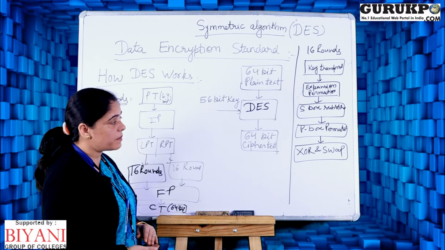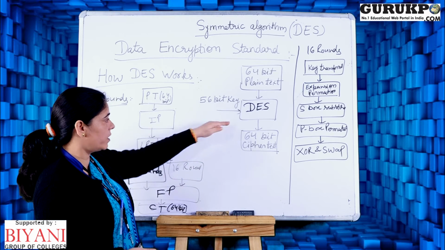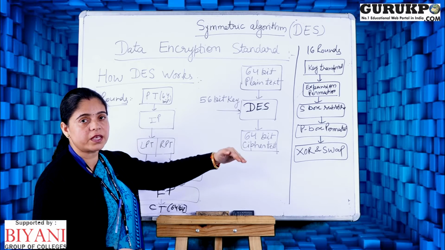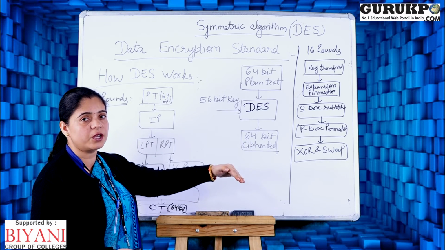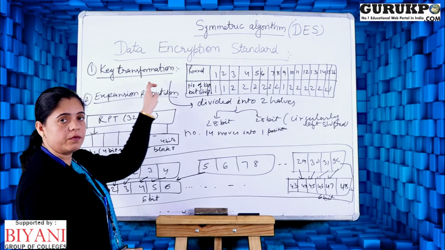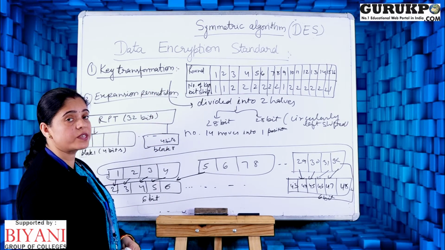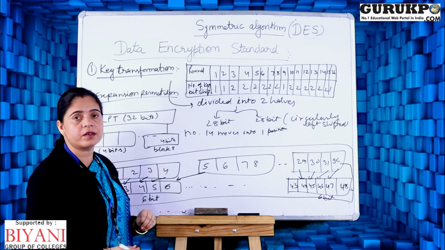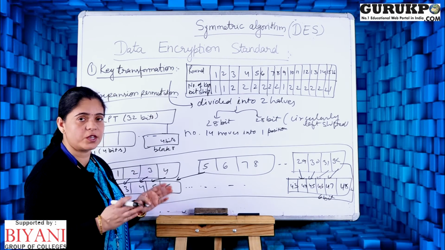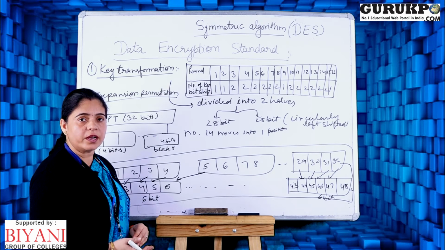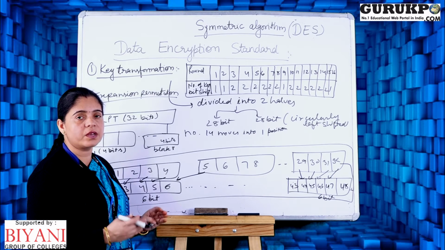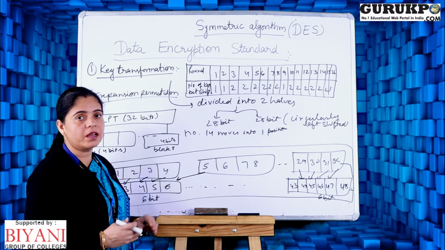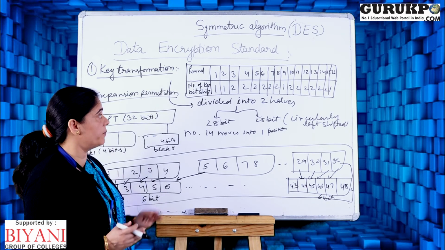And what are the steps for the key transformation? Now we will discuss how the key transformation transforms the key size from the 56-bit key to the 48-bit key. So the first step of the second round is the key transformation. Key transformation means initially, as I have discussed, a 64-bit key, then every 8th bit is discarded to produce the 56-bit key. Now we will reduce the size of the 56-bit key to the 48-bit key.